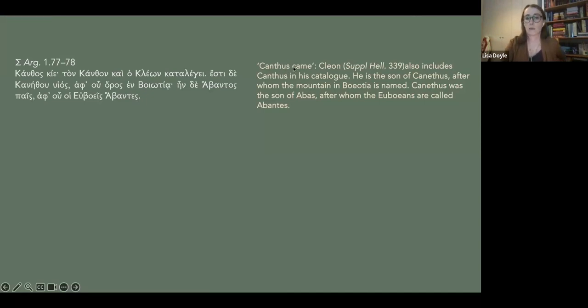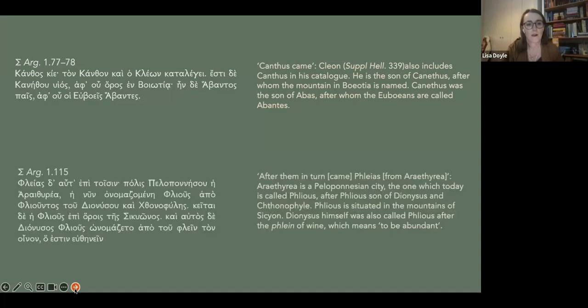So the lemma here is the bit we get from the poem, and the line is Cansus came. So this is one of the names. So we are told immediately that Cleon, so he's the author I mentioned a few minutes ago, who also wrote an epic on the Argonautica, also includes Cantus in the catalogue. But what they do then is that they relate Cantus to his father, after whom a mountain is named. So they're orienting themselves by relating it to a geographical feature, after whom the mountain in Boeotia is named. And there we go. Similarly, this is further on in the catalogue.